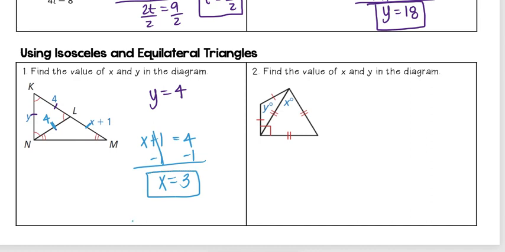So for these problems, you really just need to take it step by step, really look for those properties. So look for those 2 or 3 angles congruent, 2 or 3 sides congruent, because that will really be able to help you put in other measures into the triangle.